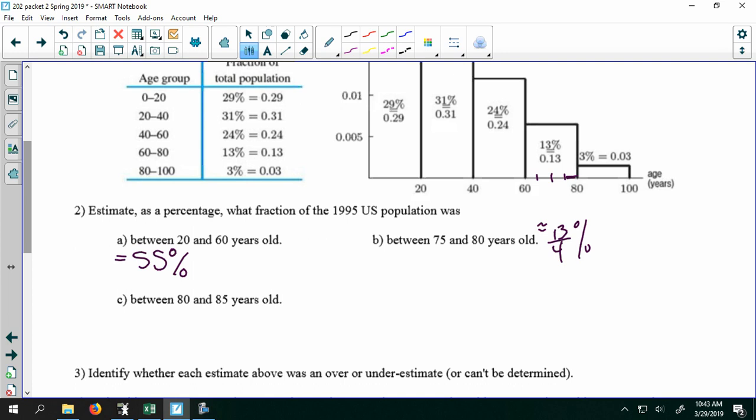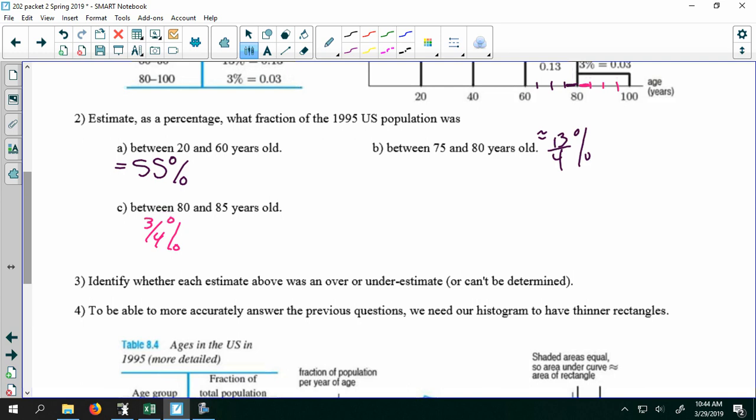All right, how about between 80 and 85 years old? Three divided by 4, 0.75%. So we're just going to do the same little game here. We're looking at this first quarter of the age bracket between 80 and 100. So maybe it's a quarter of that percentage, 0.75%.